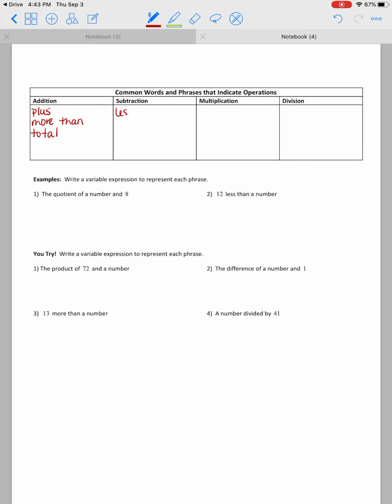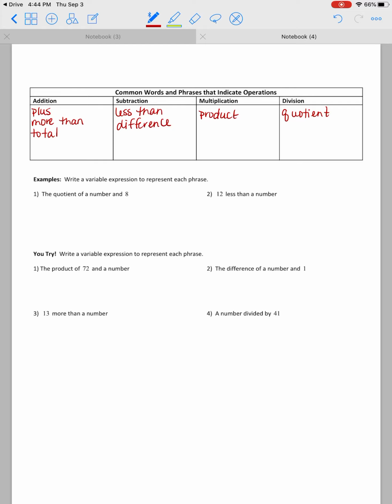For subtraction, you'll see less than. You can see difference. And these aren't all, there are definitely more. Multiplication, product is a common one. Division would be quotient. Okay, so let's look at some examples.